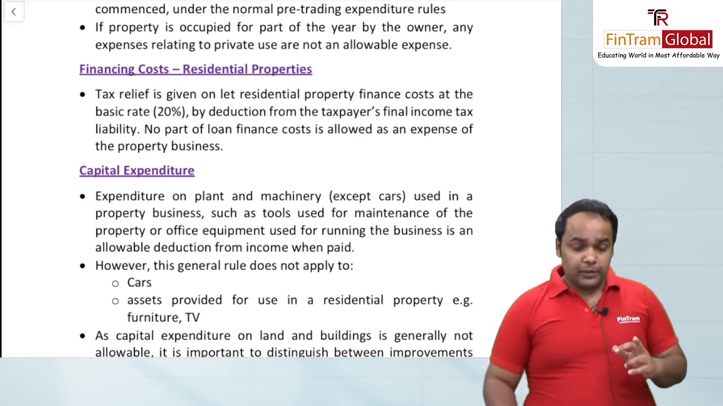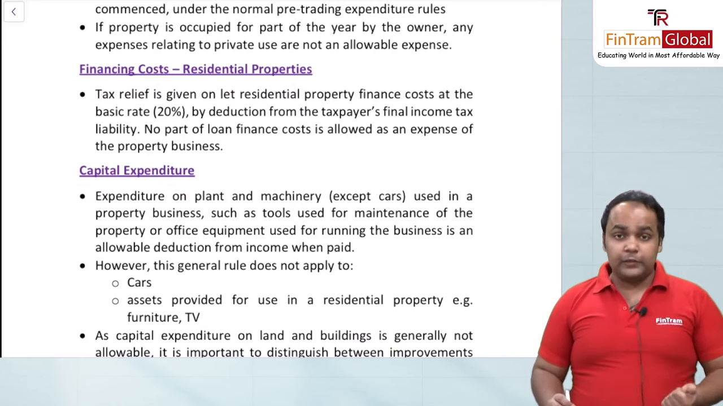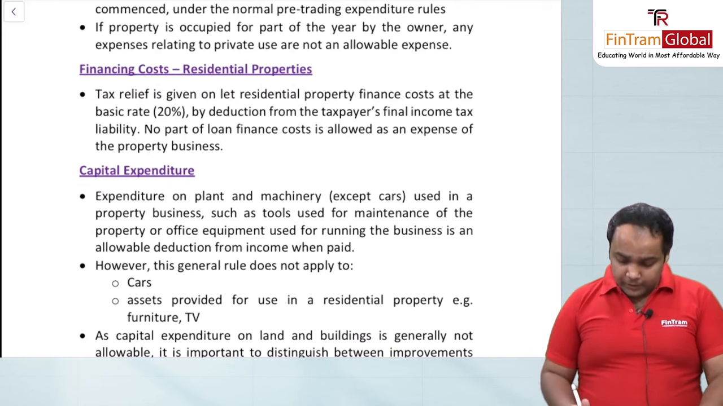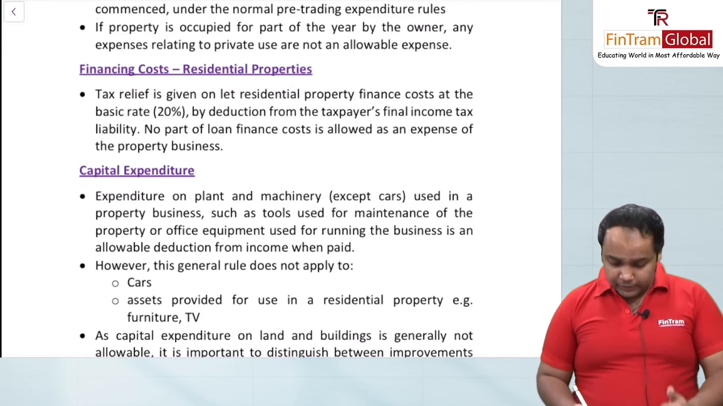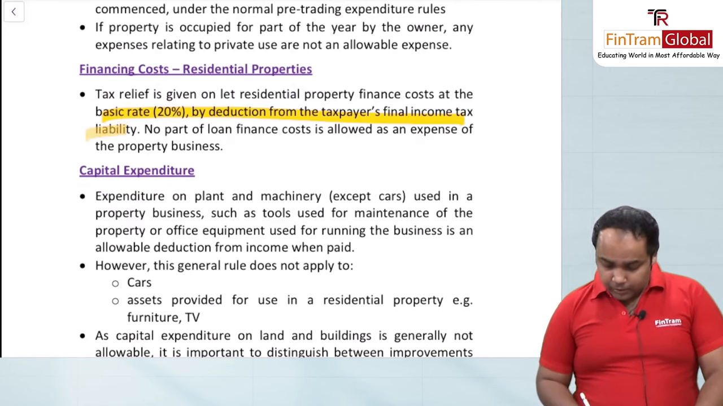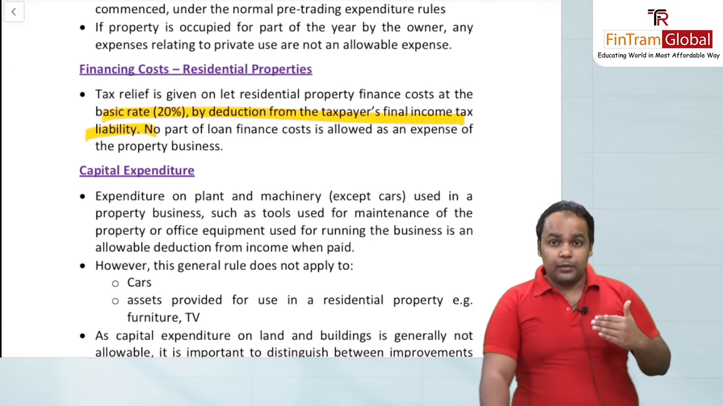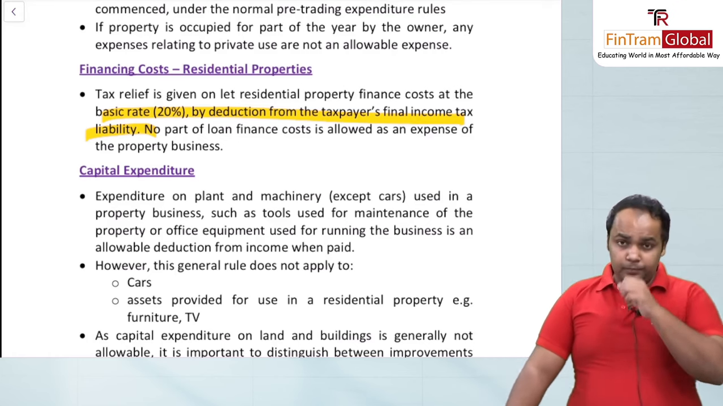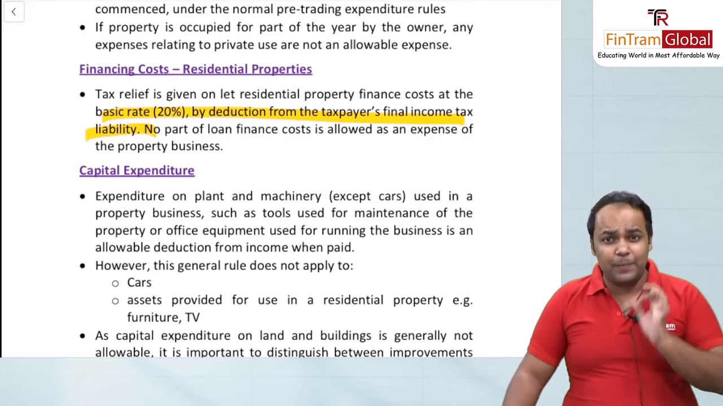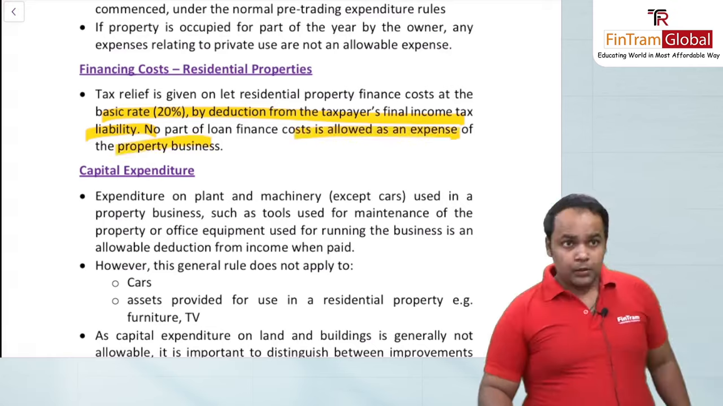Coming to finance costs for residential properties, guys, if there's a finance cost for a residential property, a deduction is given at 20%, and this is given as a deduction from the individual's final income tax liability. It is not allowed as an expense for the property business itself.